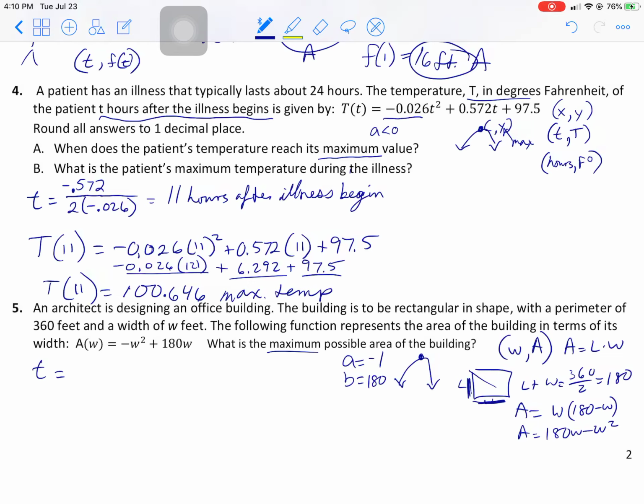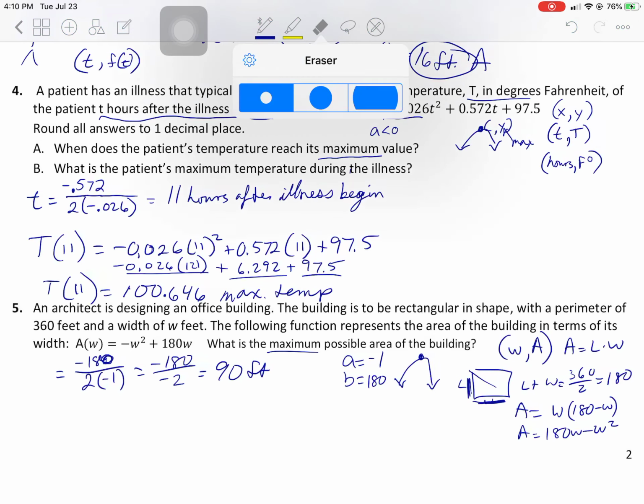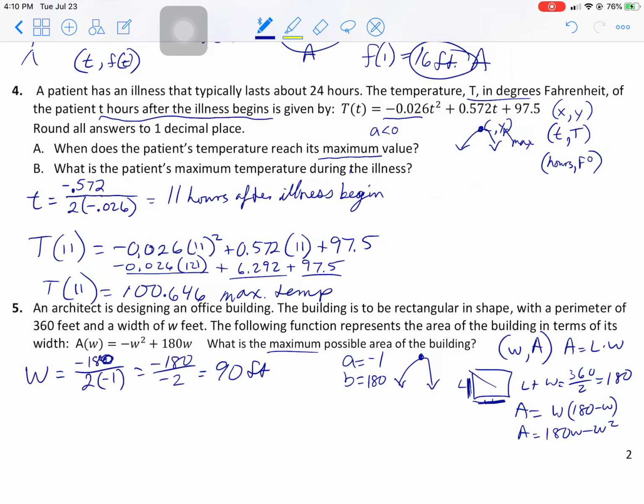We must do the vertex formula, which says opposite B over 2 times A. So -180 over -2 equals 90 feet. So that means, oh, don't put a T. That's a little confusing. That was from the last problem. What do I want to put here? This is the X or the W, okay? So the width is apparently 90 feet.